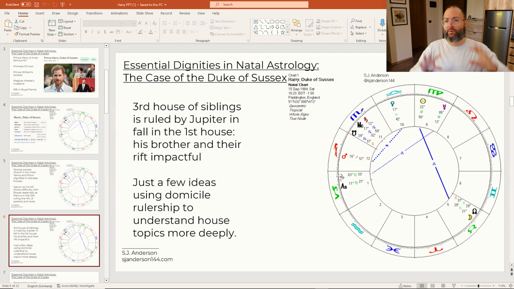To understand the basic technique here of how you look at house topics, you examine the domicile lord, its condition, and what house it's placed in to begin telling the story of the life and understanding the topics of the life, okay?